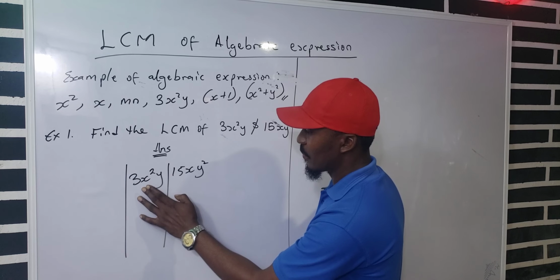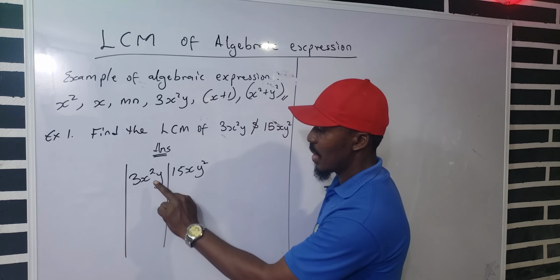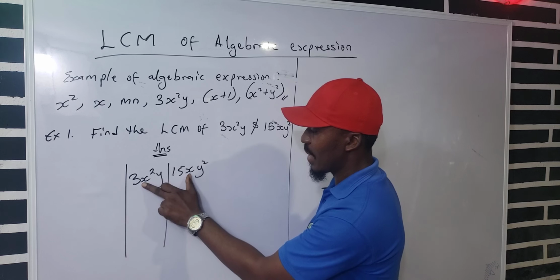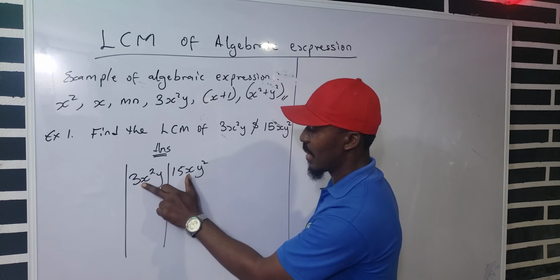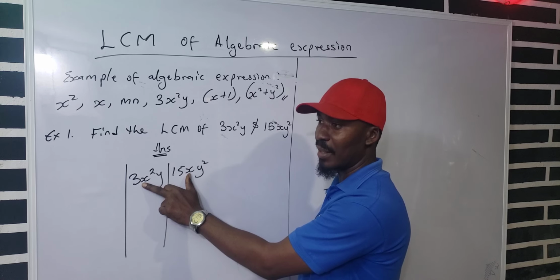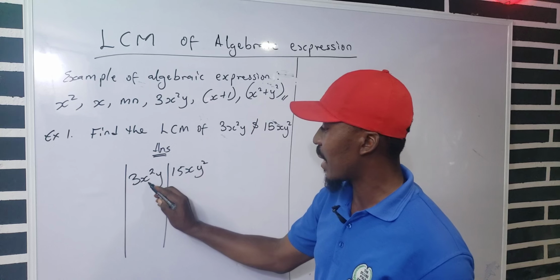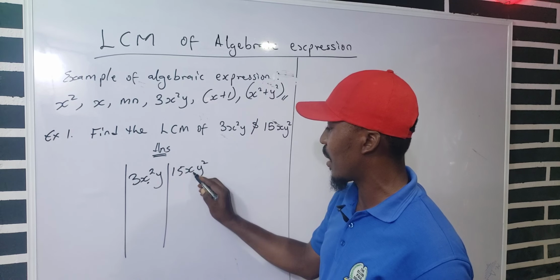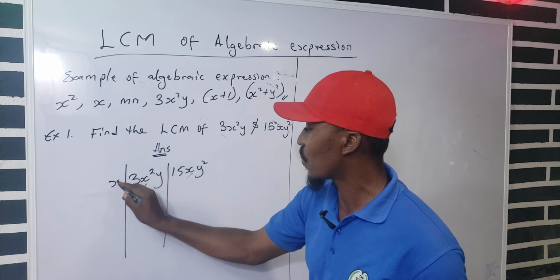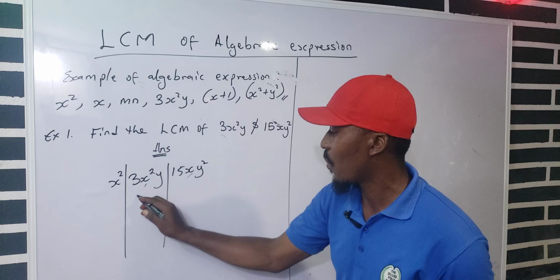Keep dividing the expression till you get one. There's s here and s here, but the power of s here is higher than the power of s here. So we use the highest power to divide. In the case that I have s square here and s here, I will use s square to divide.